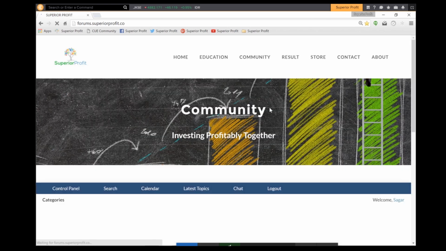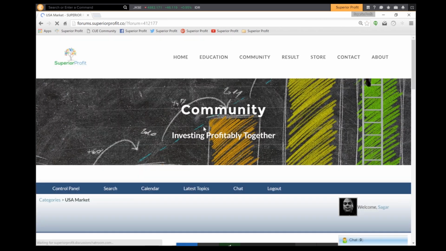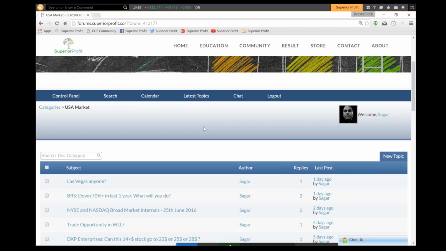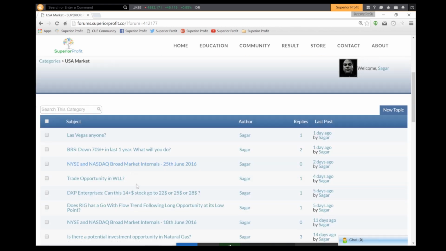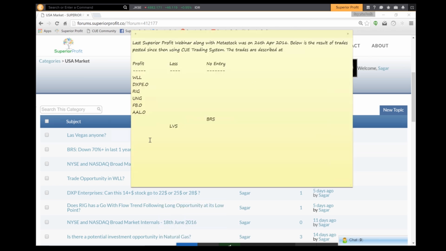So we have a USA market and India market. So let us focus on the USA market for now. A number of trade ideas had been posted there using the Superior Profit system on MetaStock, that is Q charts. Now when I woke up today morning, I was getting ready for the class, I thought, why don't I go through some of the trades that were posted since the last class held along with MetaStock. I couldn't finish it, but these are the trades I could finish listing. Out of 1, 2, 3, 4, 5, 6, 7, 8 trade ideas that were posted in the community.